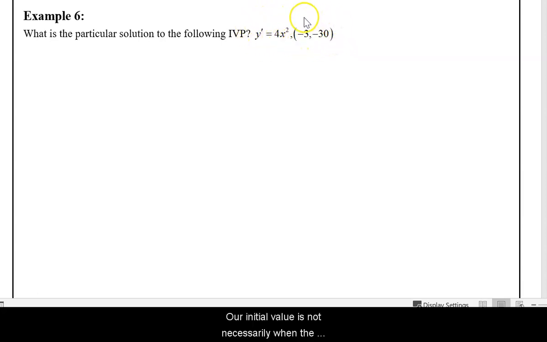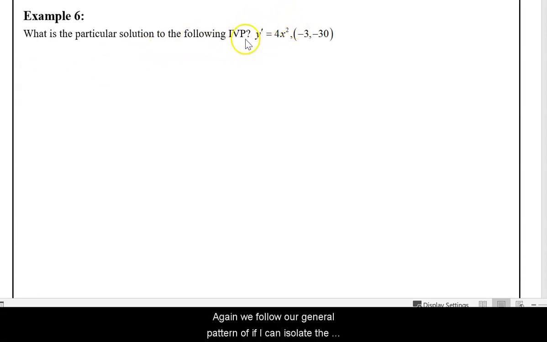Our initial value is not necessarily when the independent variable is 0, though that's often the case. In this particular case, we're given a point. When you're thinking about a solution, you need to be careful and also consider the interval of validity or interval of definition or domain of the solution, if you will. If you have an initial value and your solution is broken up on the real number line into different intervals, you will need to pick the interval that includes your initial value. So let's take a look at how to solve this one.